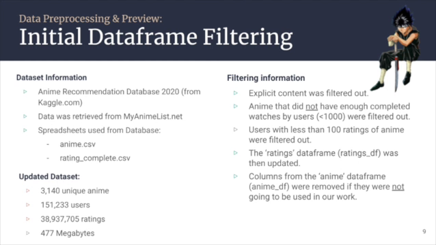That's because users with very low amount of ratings can slow down the efficiency of algorithms that depend on user item matrices. The ratings data frame was updated, and columns from anime data frame were actually removed if we did not intend to use them. Below is an updated view of our dataset after filtering.